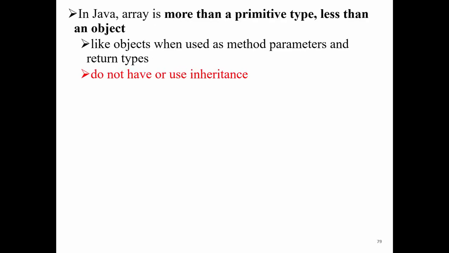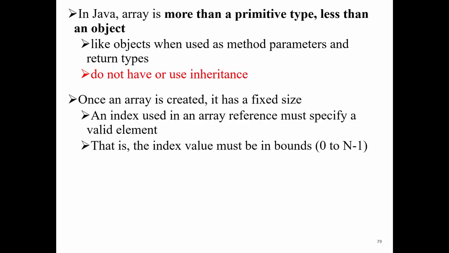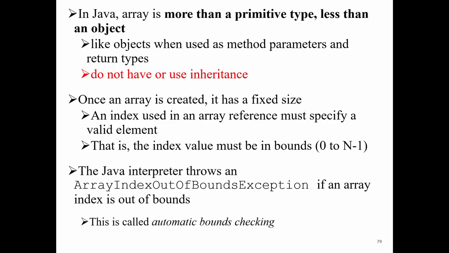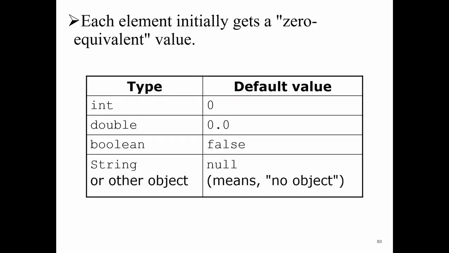Okay, so in Java, an array is more than a primitive type, but less than an object. Once the array is created, it has a fixed length. It runs from 0 up to n minus 1. We cannot change the length. If you want to extend or shrink the array, you have to create a new one with a new length. If you try to access an element outside the bounds of the array, you will get an ArrayIndexOutOfBoundsException, which is a runtime exception.